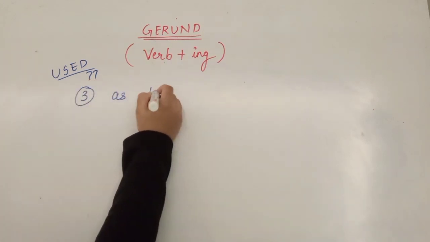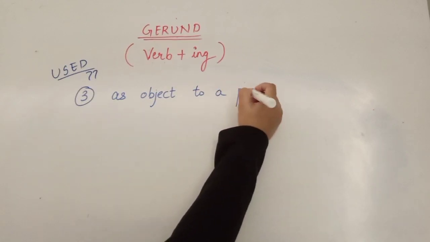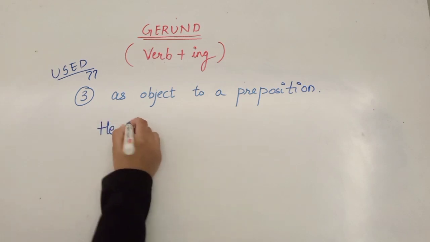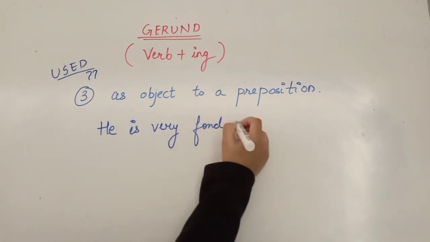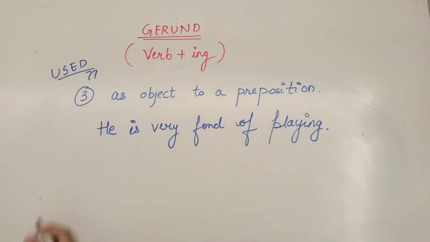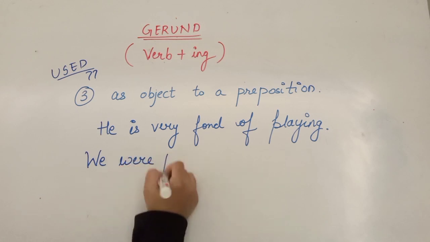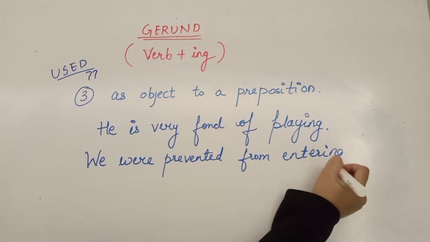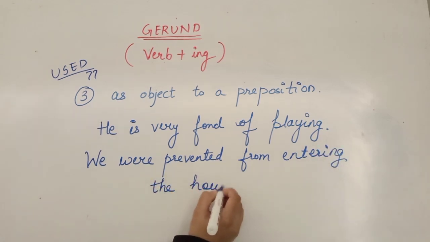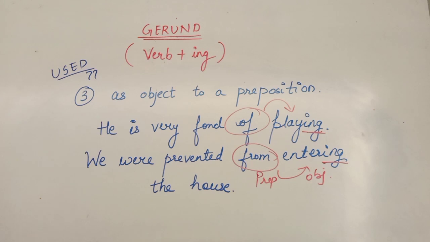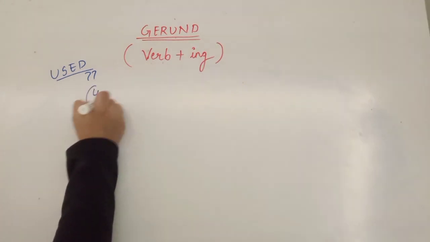The third use of gerund is as object to a preposition. And the first example of this case is, he is very fond of playing. And the second example is, we were prevented from entering the house. Here, playing and entering both are gerunds and they are coming after the prepositions of and from. So they are acting as an object to a preposition.